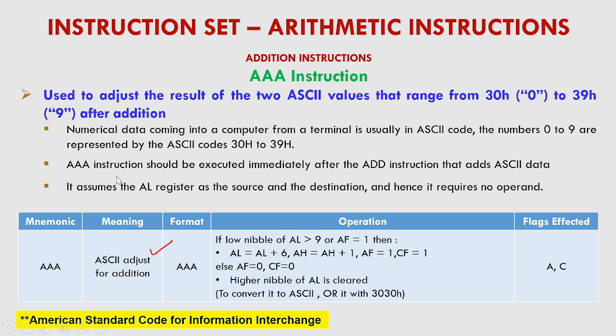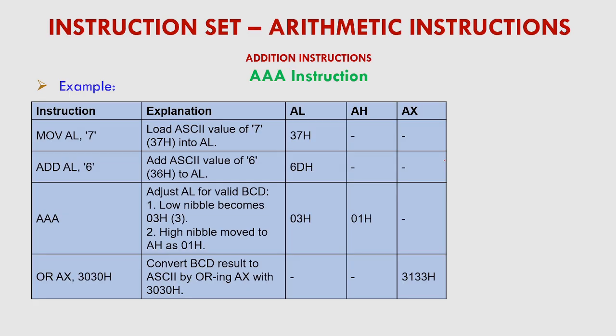Okay, first, the AAA instruction should be executed immediately after the ADD instruction that adds ASCII data. It means it's used after an addition, ADD, when the operands are ASCII values. So I'll show you the instruction. See, here the AAA instruction is used, like I'm going to add these values. You can see the operands are ASCII values. These are the characters.